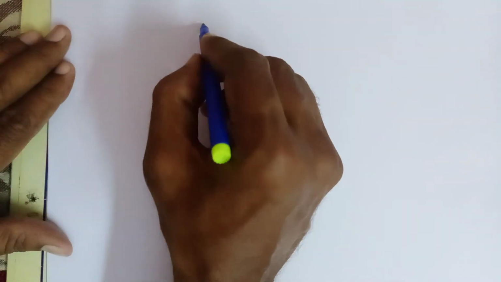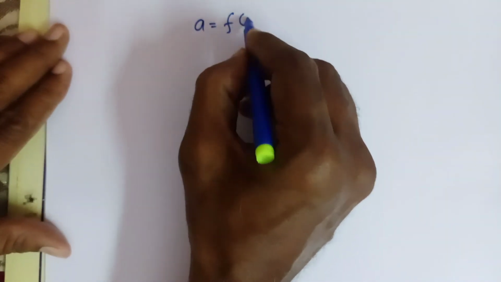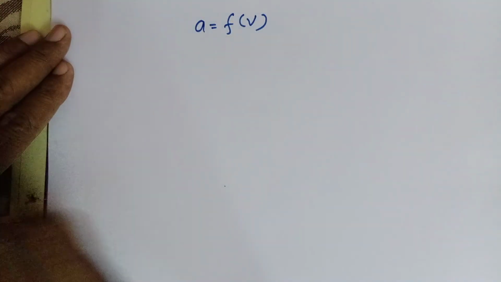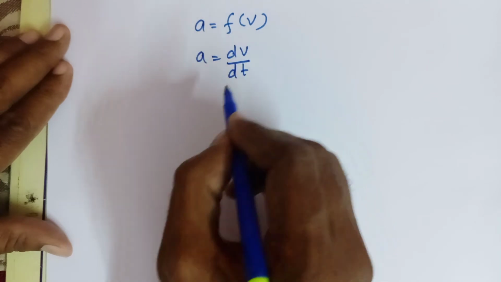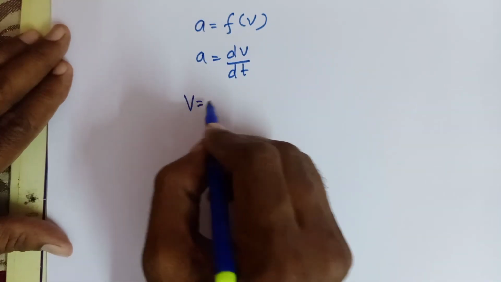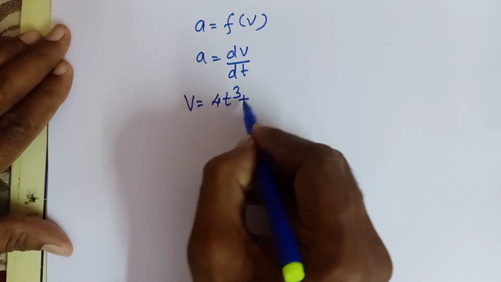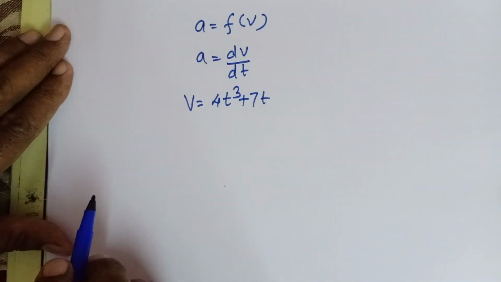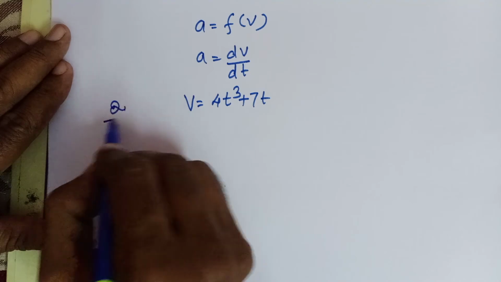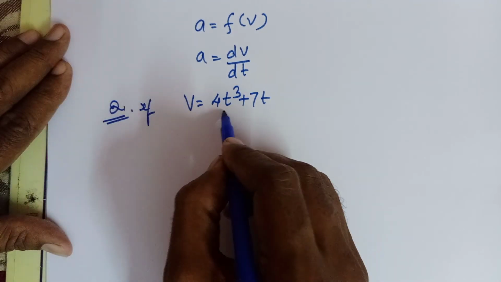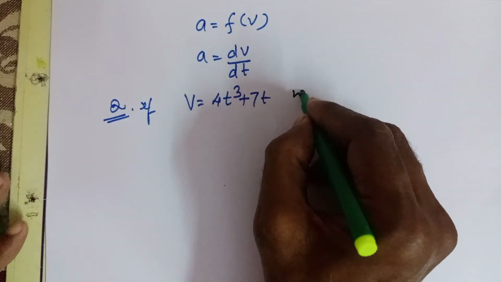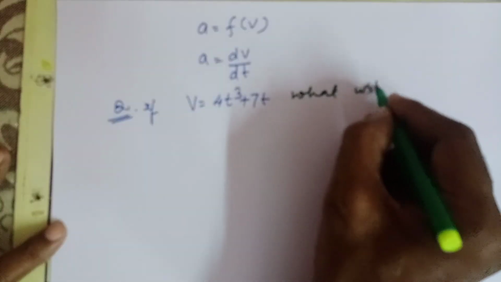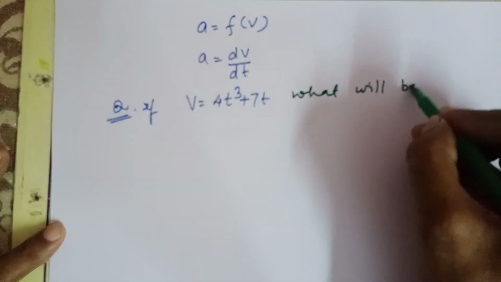Now both the things are like this. Acceleration is a function of velocity. We can say acceleration is dv by dt. Now velocity may be anything. Suppose velocity is like this, 4t cube plus 70. Now what will be the acceleration? Question: suppose if velocity is equal to 4t cube plus 70, what will be the acceleration?